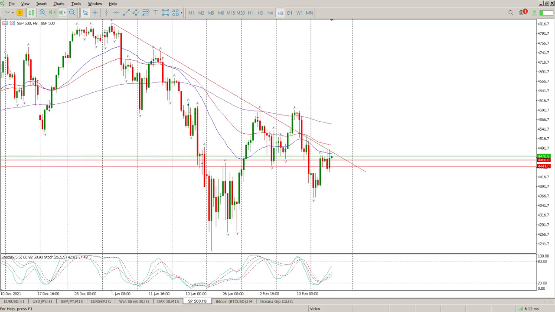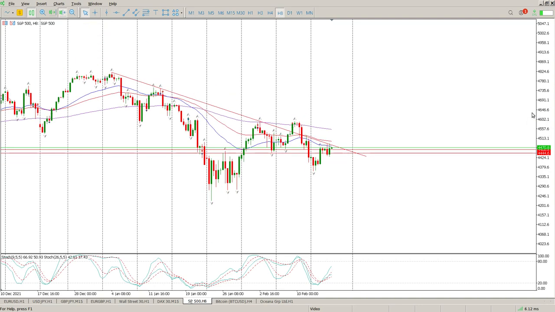Good morning, everybody, and this is your S&P 500 day trade setups for today. And not much happened yesterday.